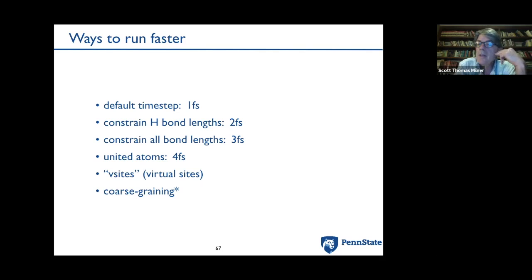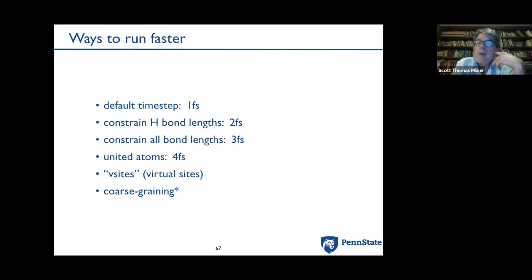And that's what LINCS, which stands for linear constraint solver or something, does when you tell it to constrain the length of hydrogen bonds. And that allows you to boost the time step up by about a factor of 2. And that's real money.